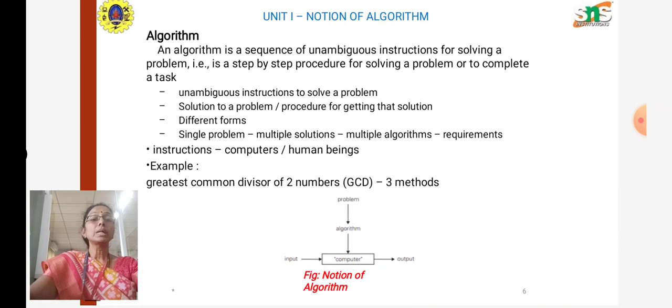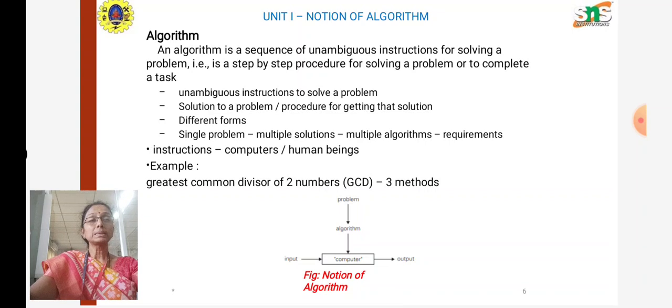So first we have to see what an algorithm is. An algorithm is nothing but a sequence of instructions for solving a particular problem or task. The algorithm should have unambiguous instructions to solve the problem. A solution to a problem consists of certain procedures. For a single problem we have multiple solutions, and among those multiple solutions we have to analyze which one is the best.